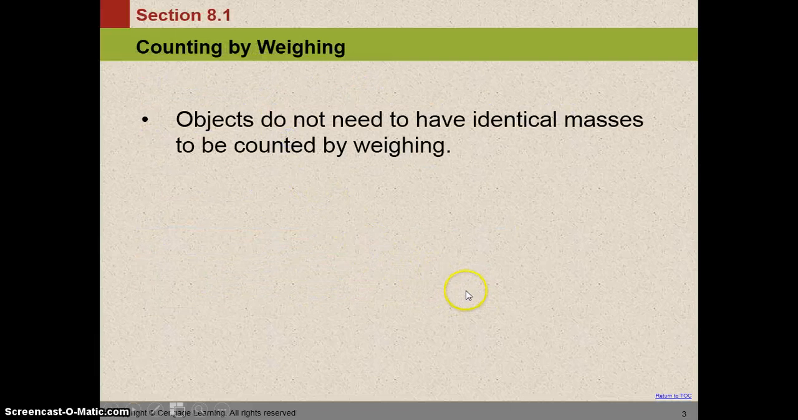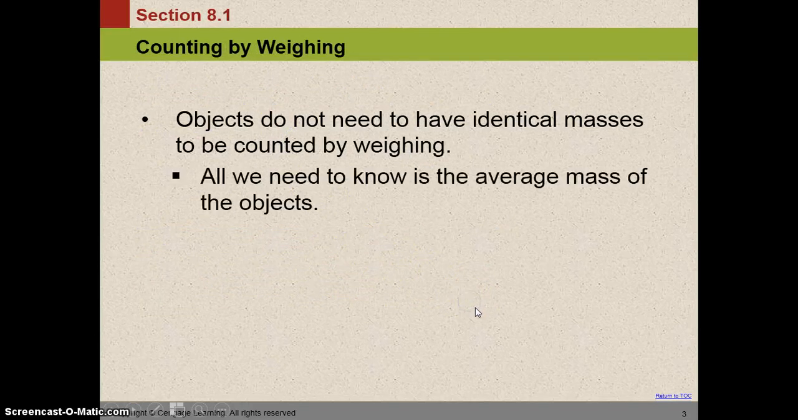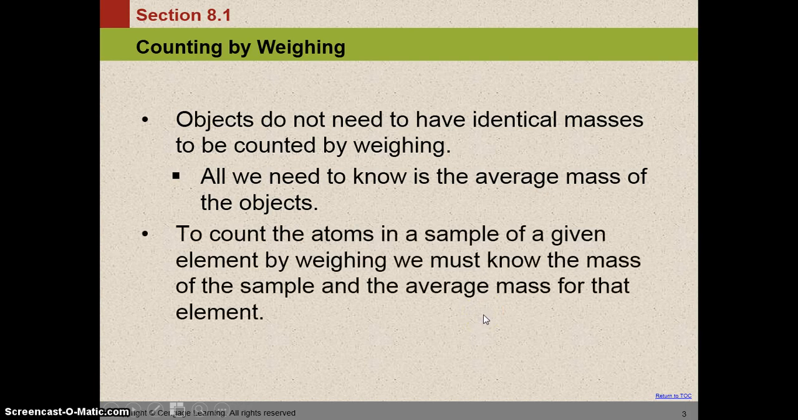Objects don't need to have identical masses to be counted by weighing. We need to know just the average mass of the object, and to count the atoms in a sample of a given element by weighing, we must know the mass of the sample and the average mass for that element.